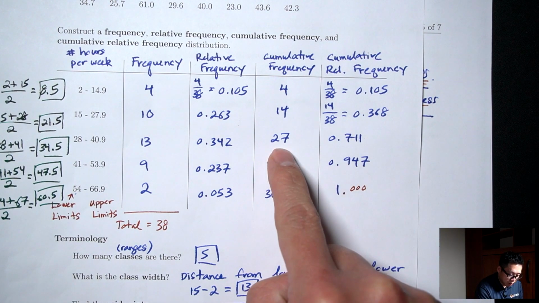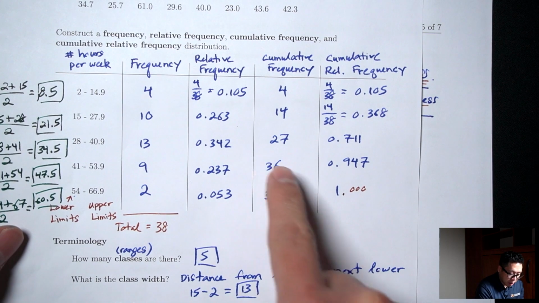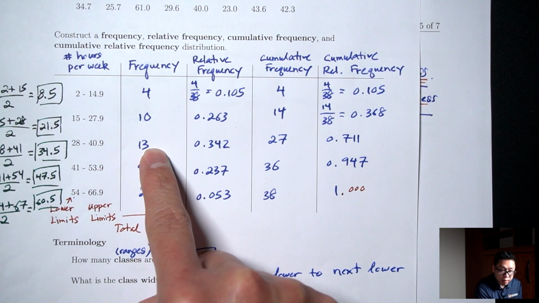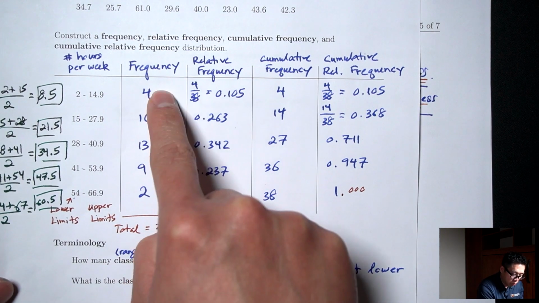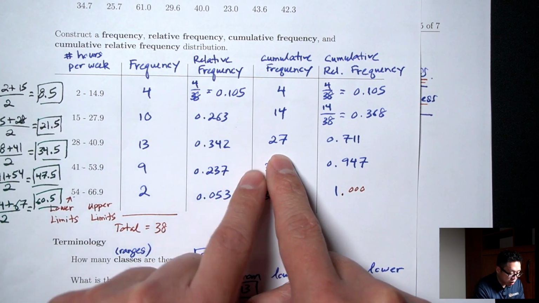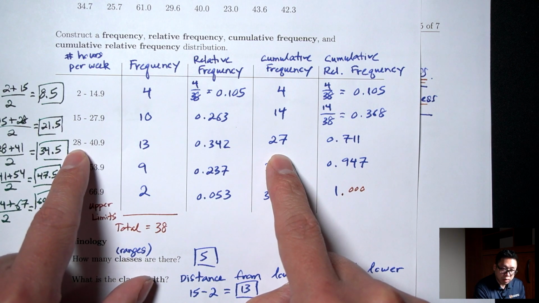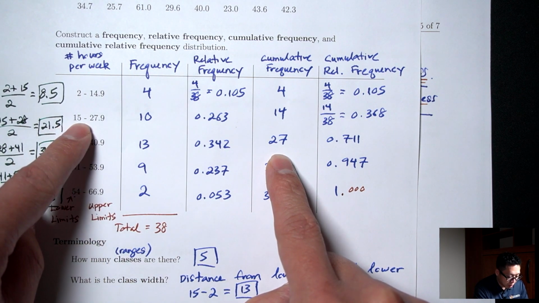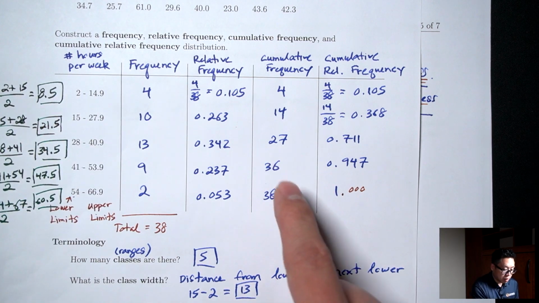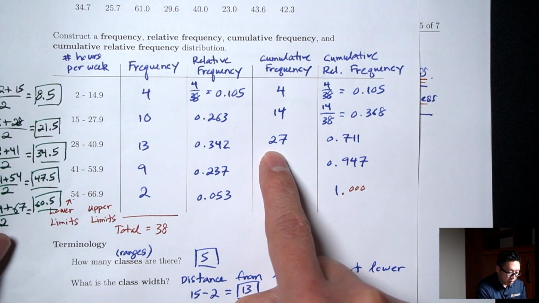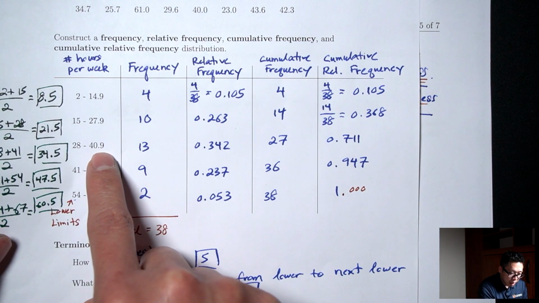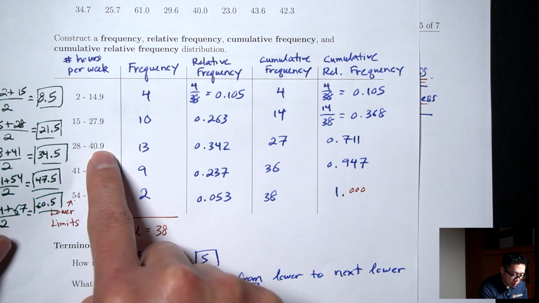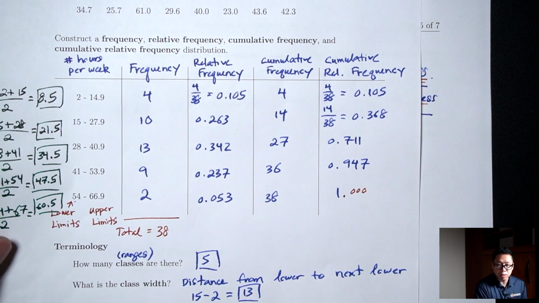Okay, 27. Now, once again, we got this 27 by adding 13 and everything before it. So 13 plus 10 plus 4. So this 27 is not just these people who are doing 28 to 40.9. It also includes this range and also this range. Okay, so these 27 students spend 40.9 hours or less. Okay, these 27 students spend 40.9 hours or less per week studying.